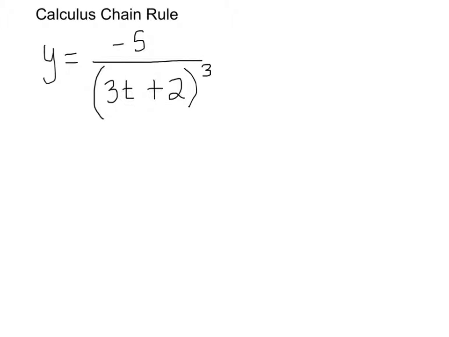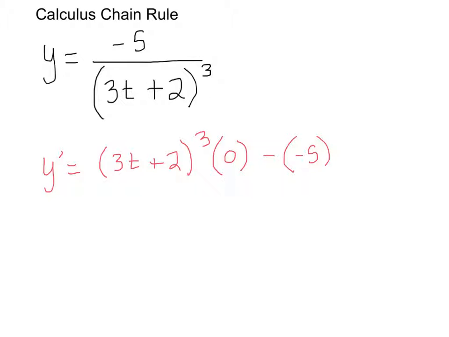The first thing I'm going to do is write y prime equals, and I'm going to do my quotient rule: the bottom, so 3t plus 2 all cubed, and that represents the bottom, times the derivative of the top, which is 0, minus what's on top, times the derivative of the bottom. Now here's where we're going to have to do our chain rule, the derivative of the bottom.